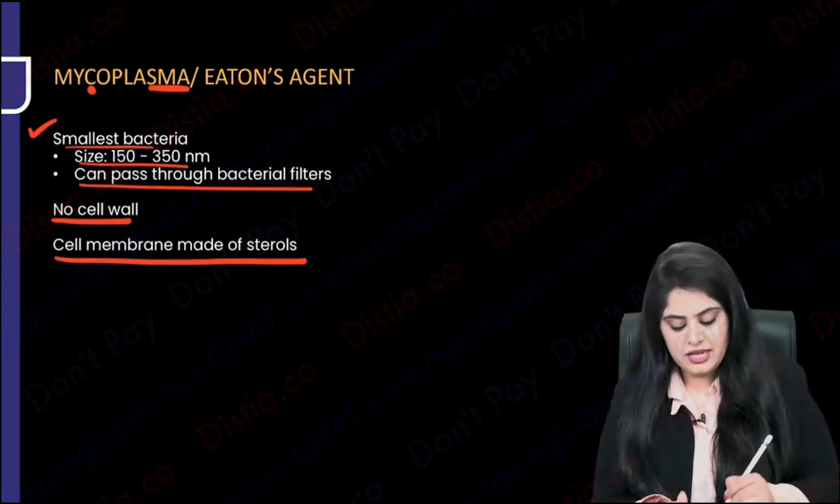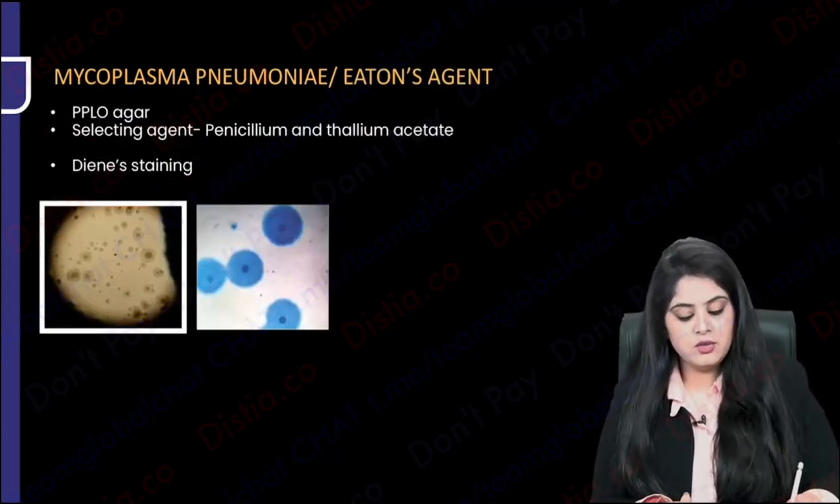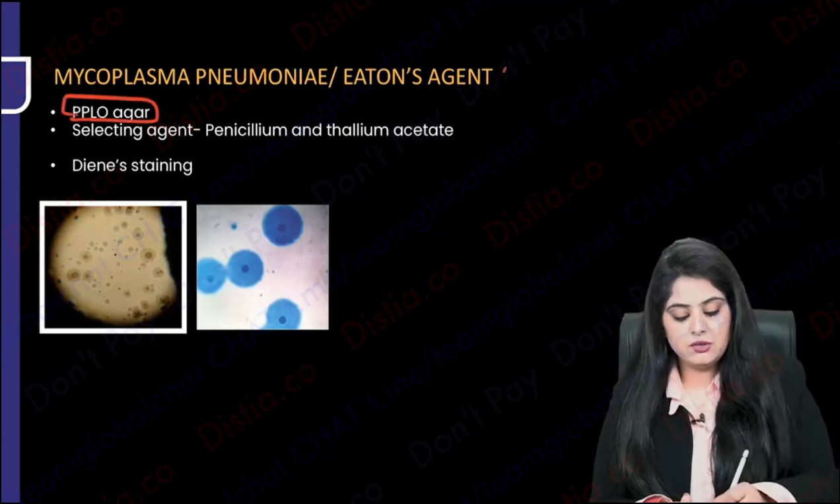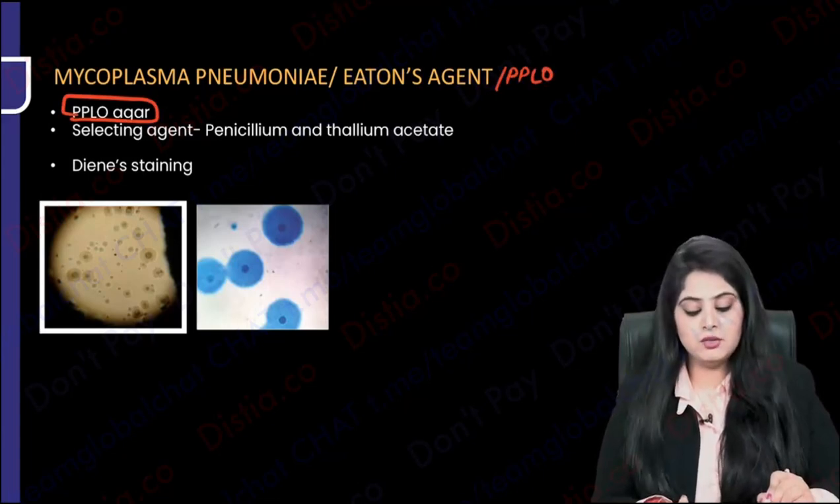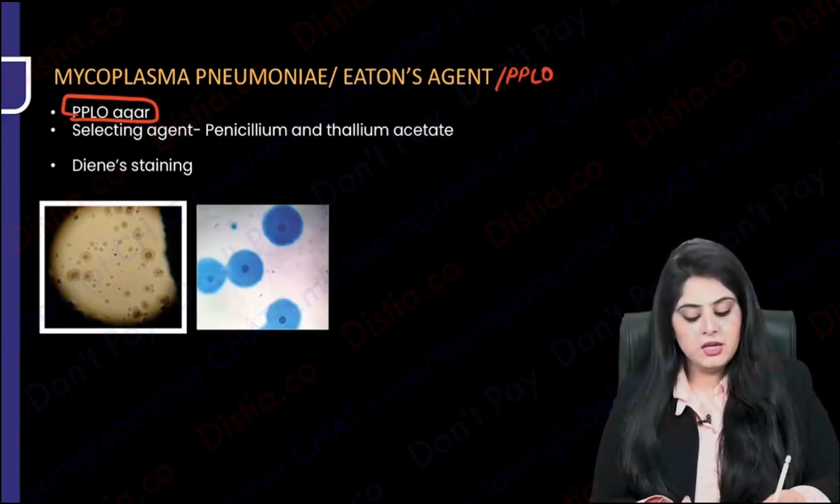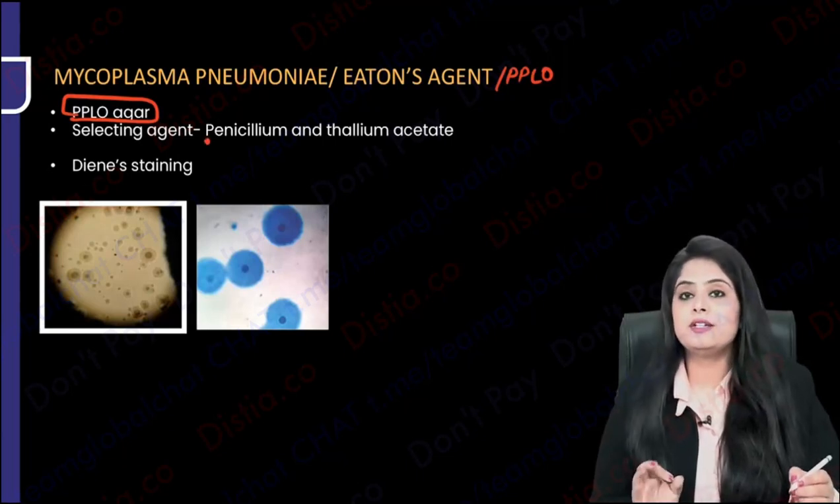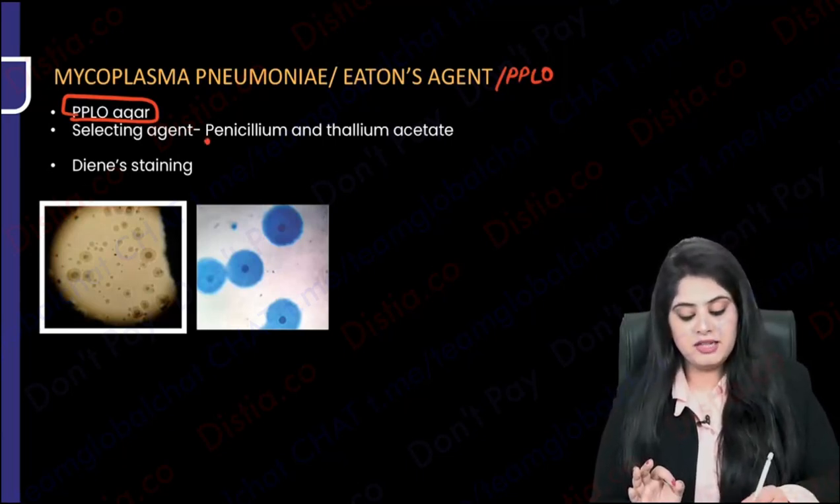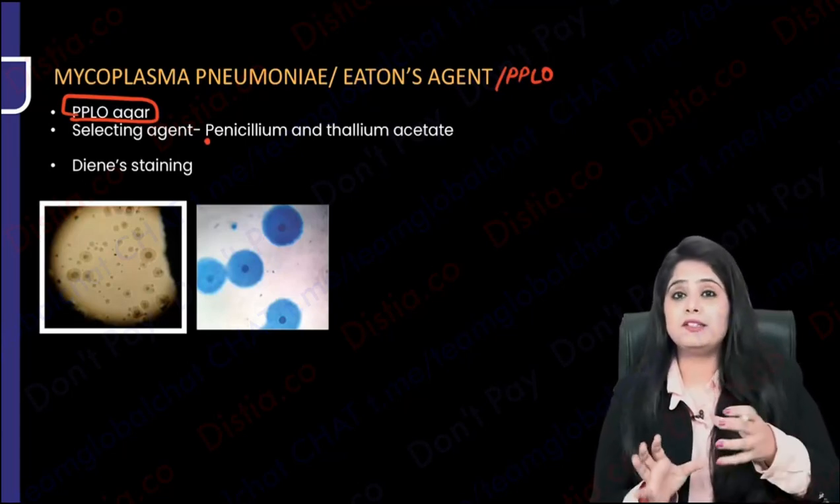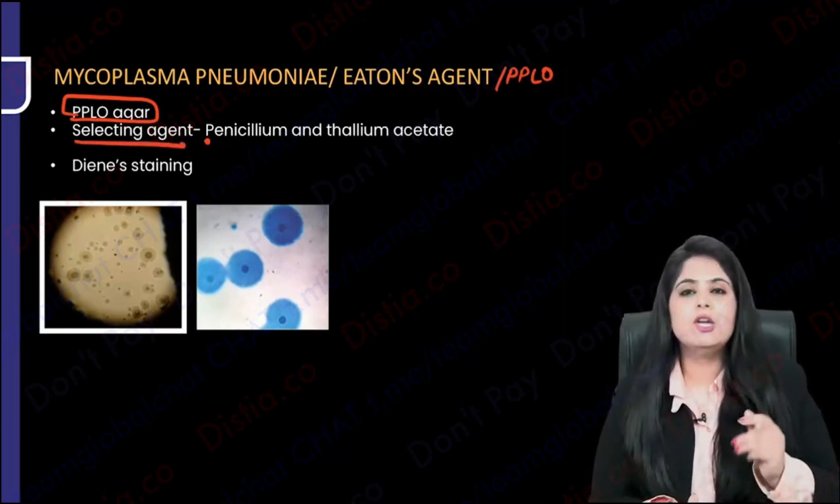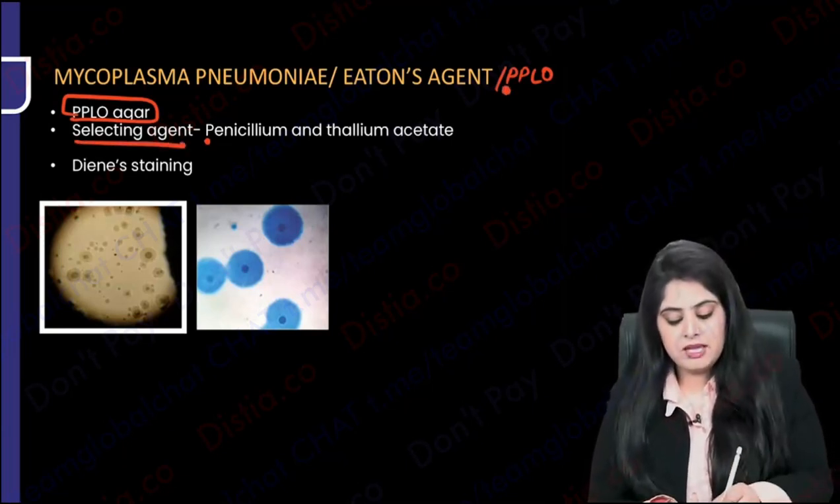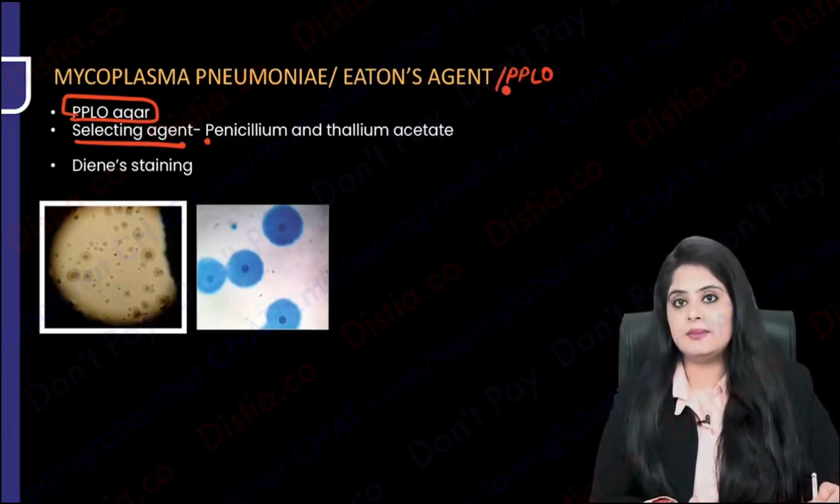I already know it. Coming to the next, what is it going to be grown on? It is also known as pleuropneumonia-like organism. It is grown on a PPLO agar. So what exactly is a PPLO agar? Most important thing that you have to know is that it contains penicillin and thallium acetate, because that is how mycoplasma will be grown and others will not be grown. These are the selecting agents. So at minimum you have to remember, PPLO contains penicillin and thallium acetate.